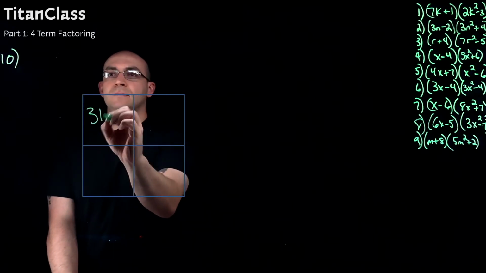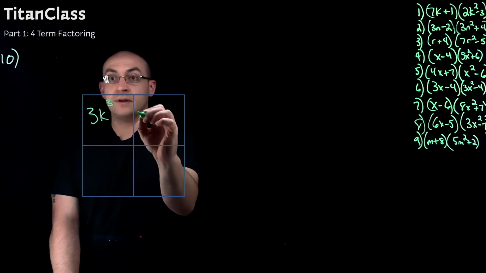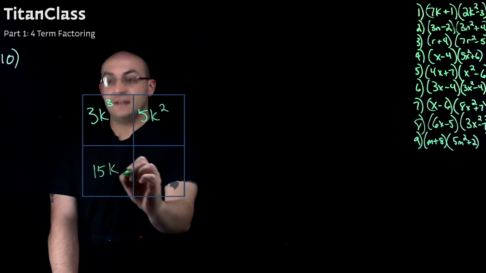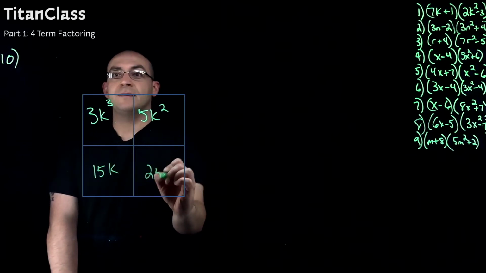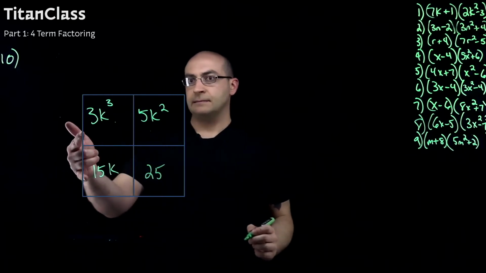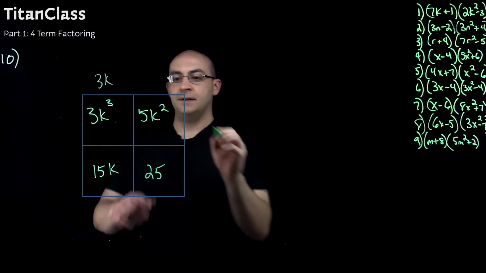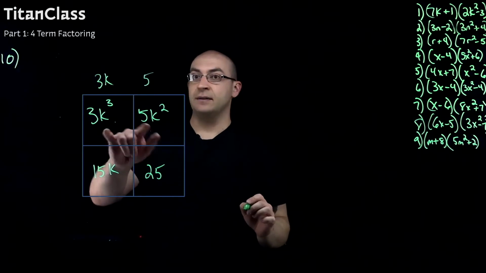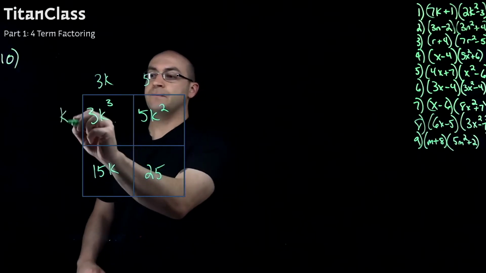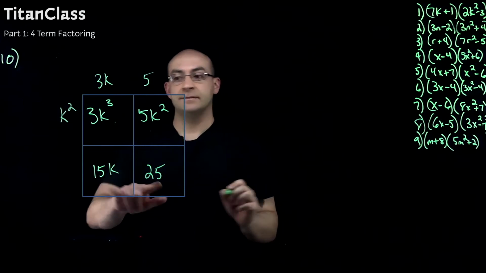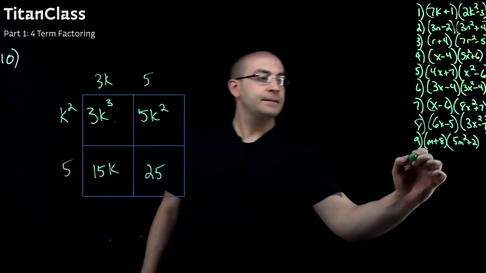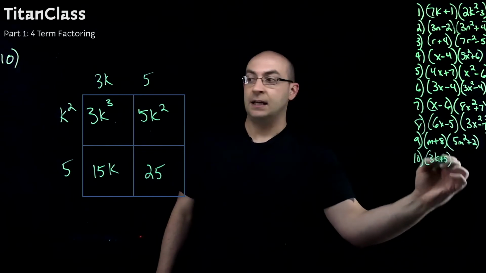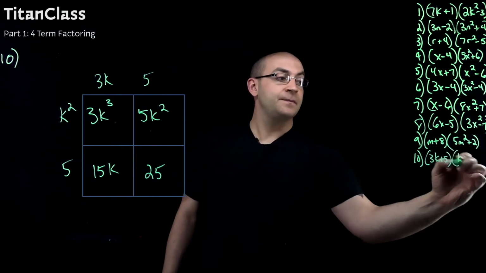3k to the third, 5k squared, 15k, and 25. All right. 3k, 5. That one's not bad. Just k squared. I can't pull anything out with the numbers. 5, right? There we go. 3k plus 5, and k squared plus 5.